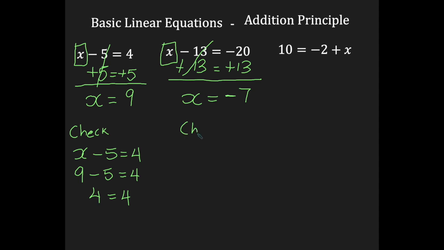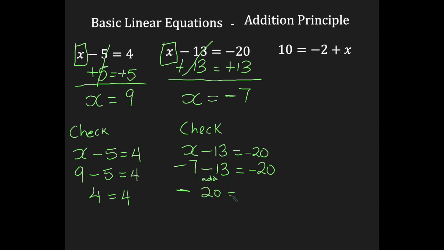Again, if you want to check, write your equation. X minus 13 equals negative 20. I'm going to replace x by its value, which is negative 7 minus 13, hoping to get negative 20. Remember my little rule: if the negatives follow each other, your answer is negative, and you're just going to add these two. 7 and 13 gives you 20. The left equals the right. So your answer is correct.